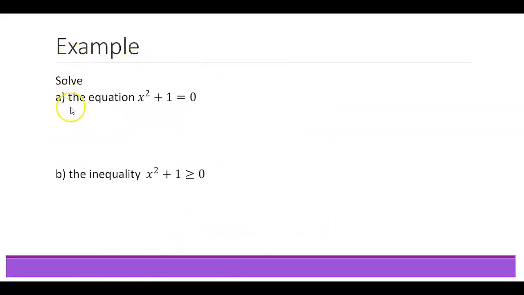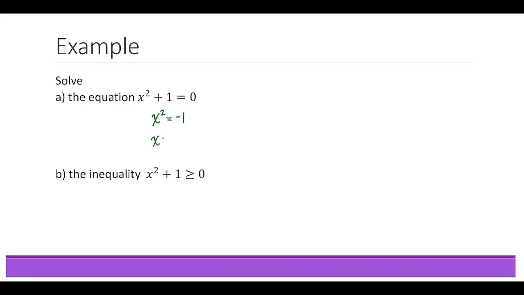On this example, we're going to solve the equation x squared plus 1 equals 0. Well, x squared plus 1 is the sum of squares, which we know doesn't factor. But in order to solve this equation, we can use the quadratic formula, but because there's no middle term here, like a bx term, we can also just subtract the 1 to the other side, so we get x squared equals negative 1.